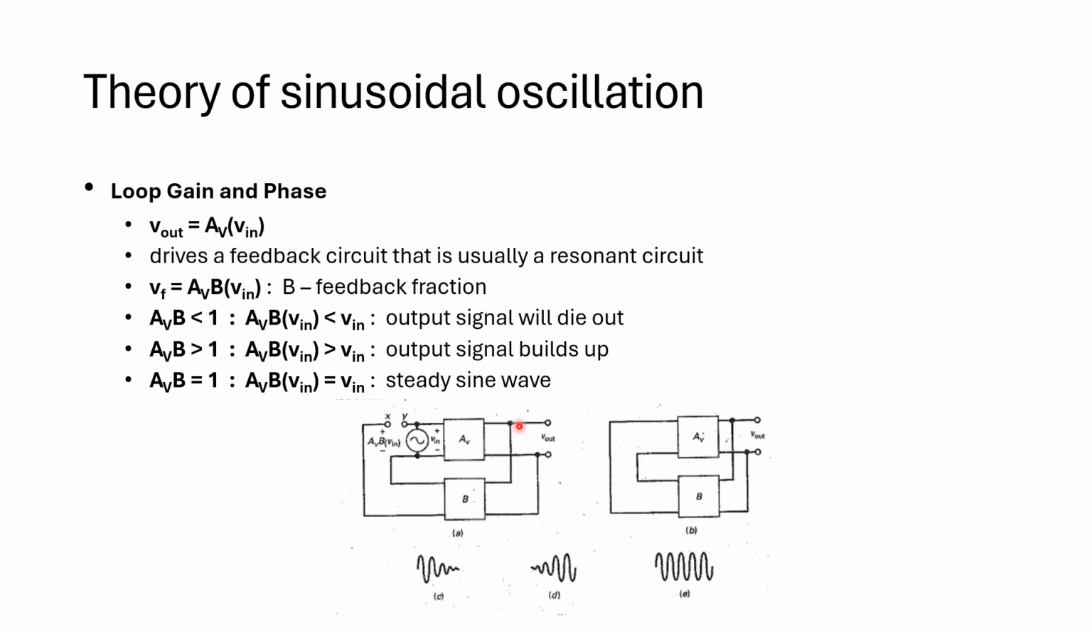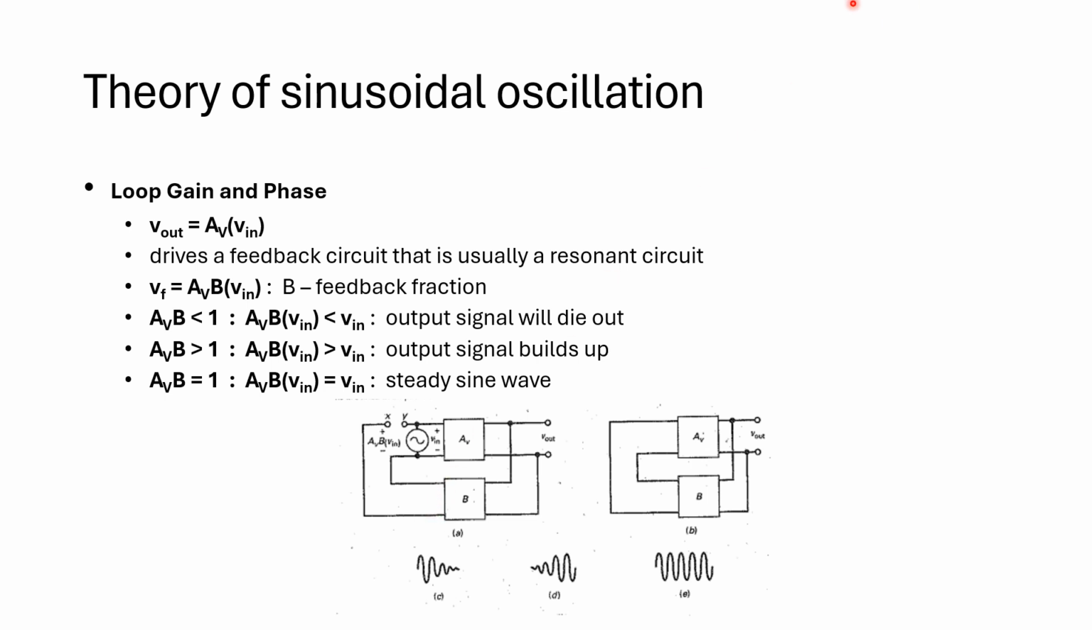So this output voltage now is being fed back. It drives a feedback circuit. This B is our feedback circuit that is usually a resonance circuit. So the feedback voltage is equivalent to AV multiplied by B, the factor of our feedback circuit, multiplied by the input voltage V in. We call that our VF, or our feedback voltage, wherein B is a feedback fraction.